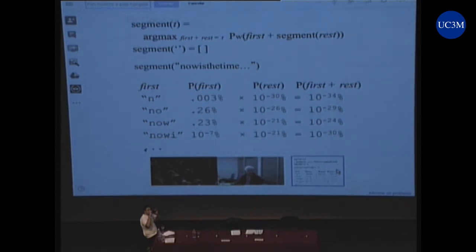And we see N-O and N-O-W are very common English words, they're about 0.25% each. N and N-O-W-I, not nearly as common. And it turns out that the most probable by a wide margin, by a factor of 100,000 times more probable, is in fact the exact correct segmentation. So I didn't have to know anything about the meanings of the words, I just had to know how probable they were, and I got this right.